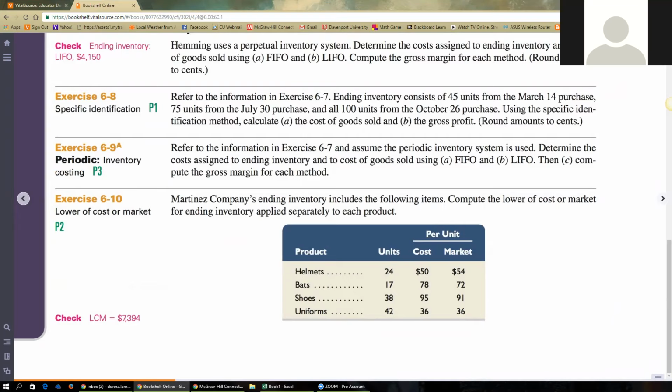They spent $50 for each one. If they had to restock today, it'd be $54, which is pretty typical. Prices tend to go up. Yeah. Bats, however, they spent $78 a piece for each bat, but now the prices are $72 each. So they've actually gone the other direction. Shoes have gone the other direction. They were $95, now they're down to $91, and uniforms have pretty much stayed the same.